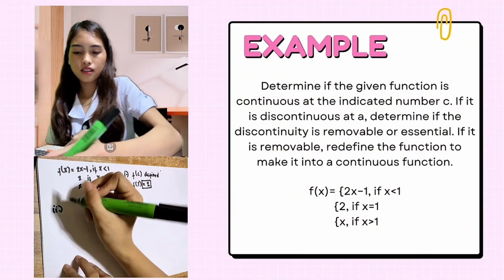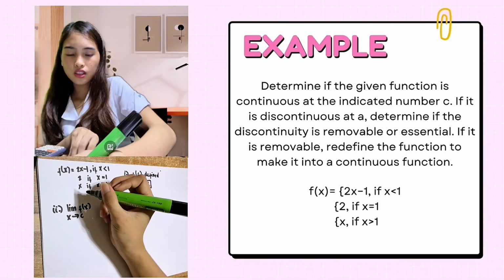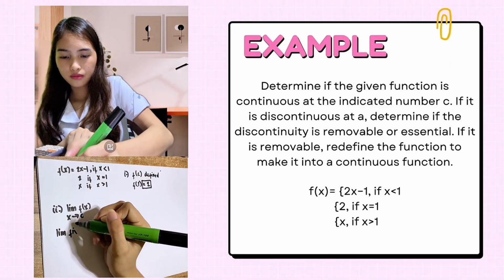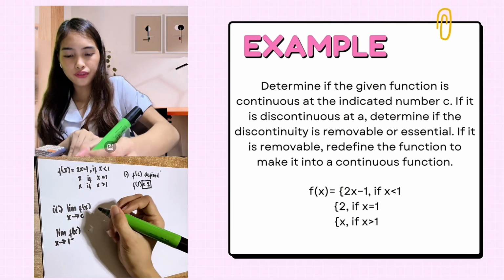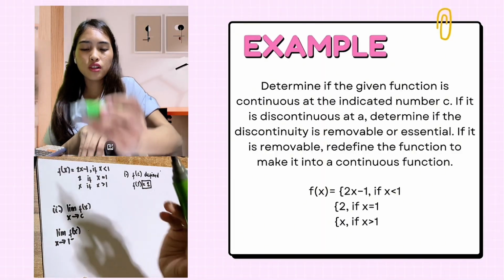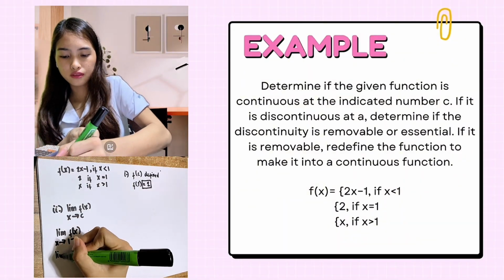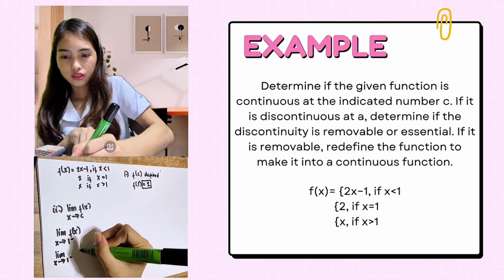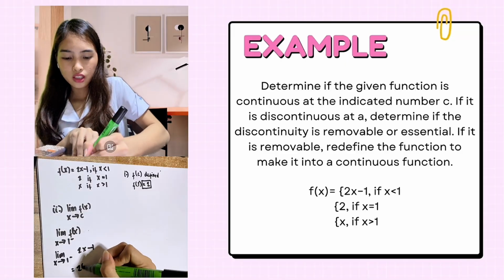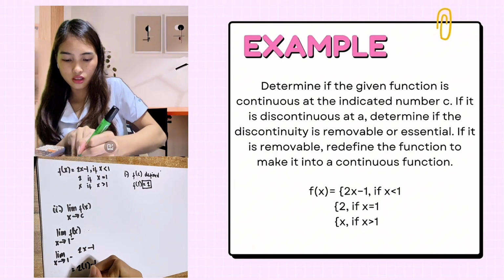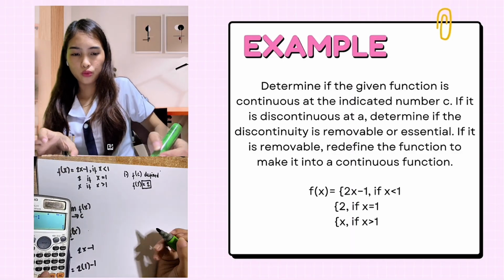The limit exists. Limit of f of x as x approaches c. Let's take the limit of f of x as x approaches 1 from the left. As x approaches 1 from the left, our x is less than 1. So our f of x is 2x minus 1. So let's input the x. 2 times 1 minus 1 is equal to 1.